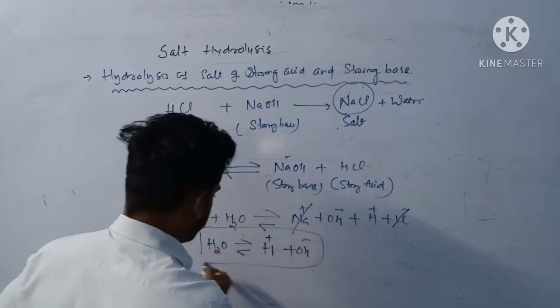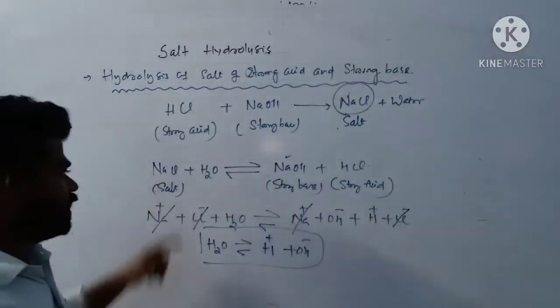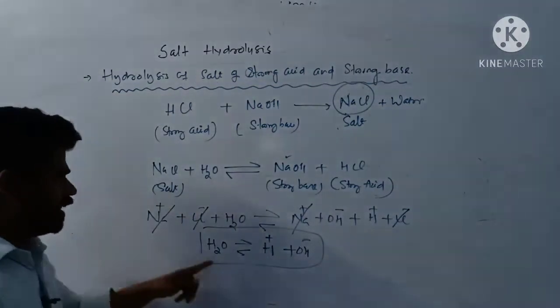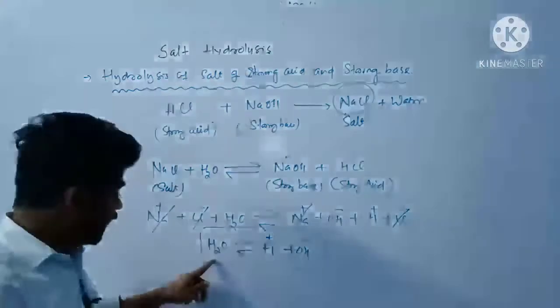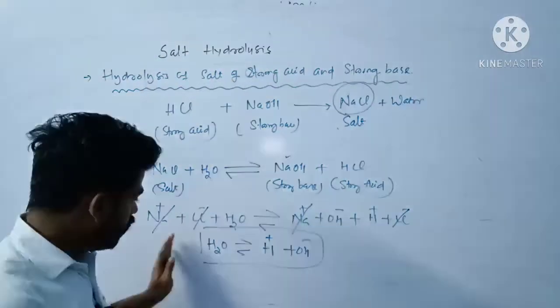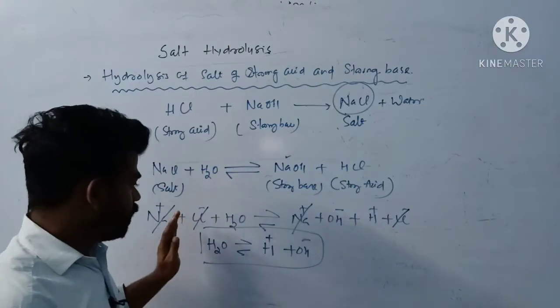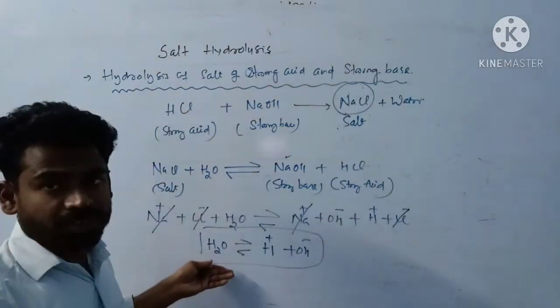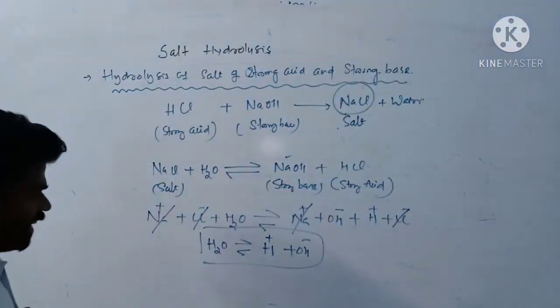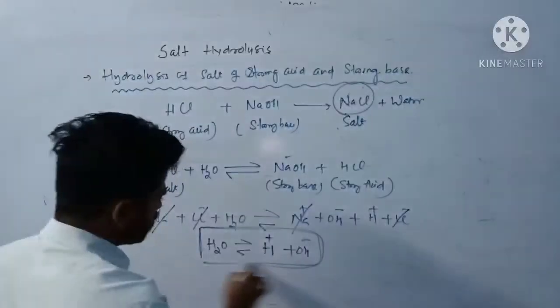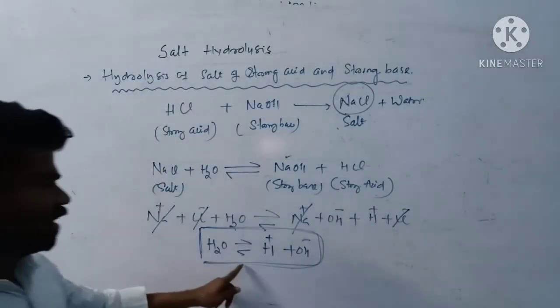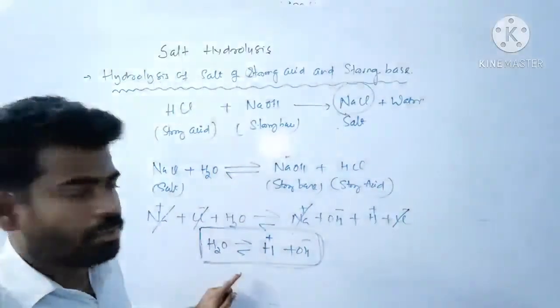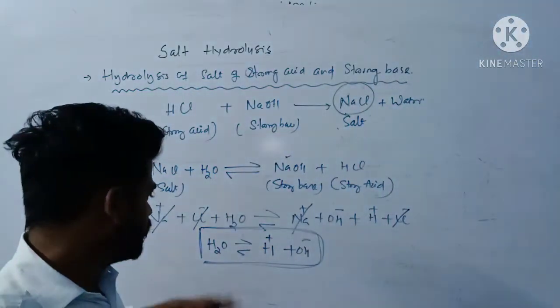So there is no interaction of any cationic and anionic part of this salt. Is there any Na plus? No. Is there any Cl minus? No. So there is nothing, no part of the salt involved in this process. It only involves the slight dissociation of water, H plus OH minus. And here there is no change in pH. pH almost remains 7, that is neutral.